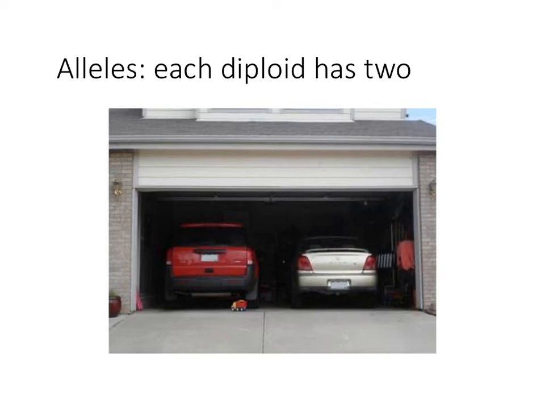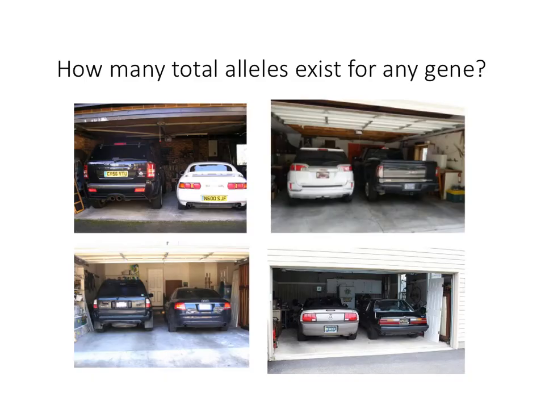The point that I forgot to make the last time, to extend this analogy even further, is that even though each of us can only have 2 alleles of a gene, because each of us only has a 2-car garage, that doesn't mean that there are only 2 alleles of a gene. That is, there's not just 2 versions of a gene in all people. It just means each of us can only have 2 versions at a time. So what is the maximum number of versions of a gene or a chromosome that could exist?